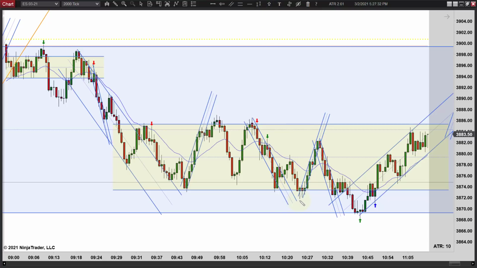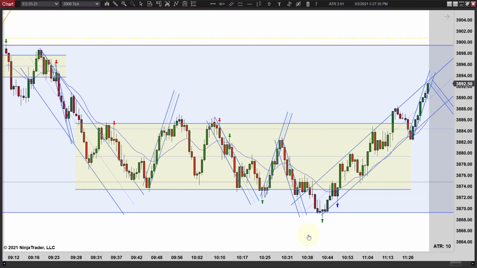But notice how we don't really get rejection right away. That's a chance you get stopped out there. Notice how we don't get back to the high and it turns back down. And then finally it breaks lower.